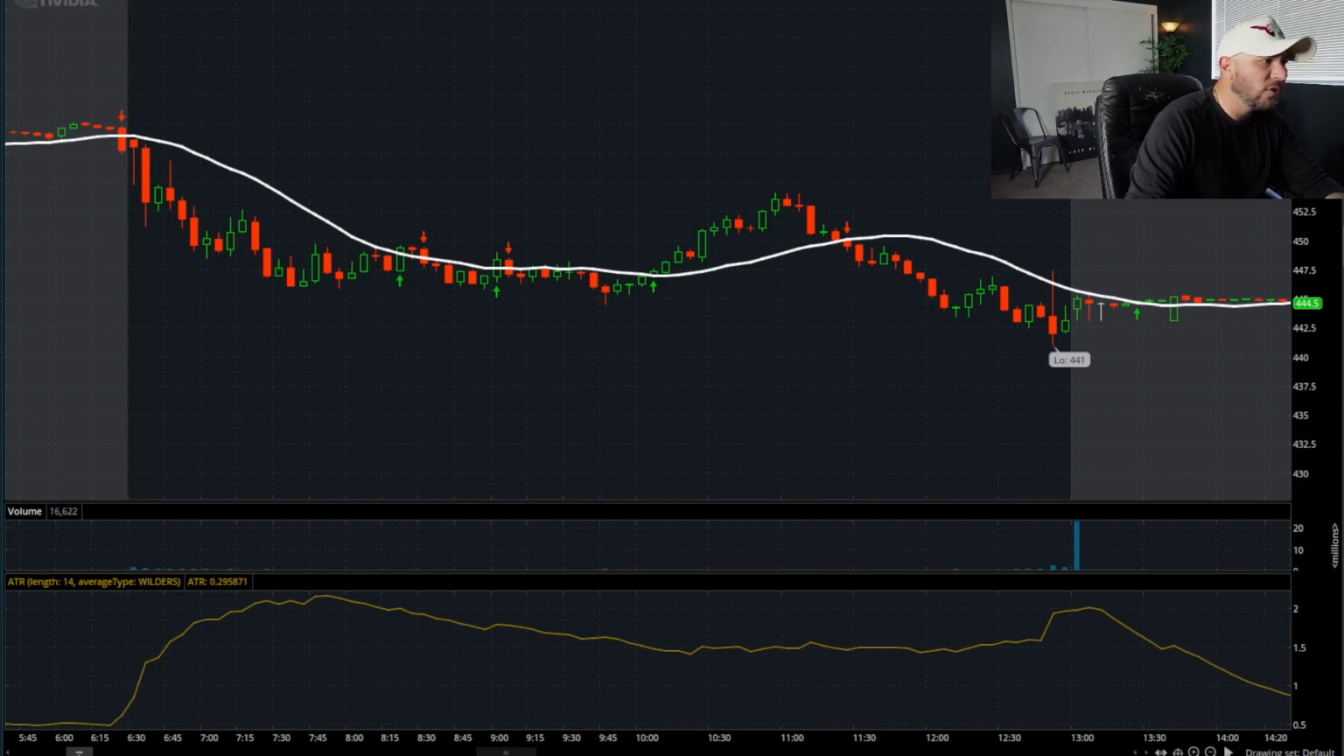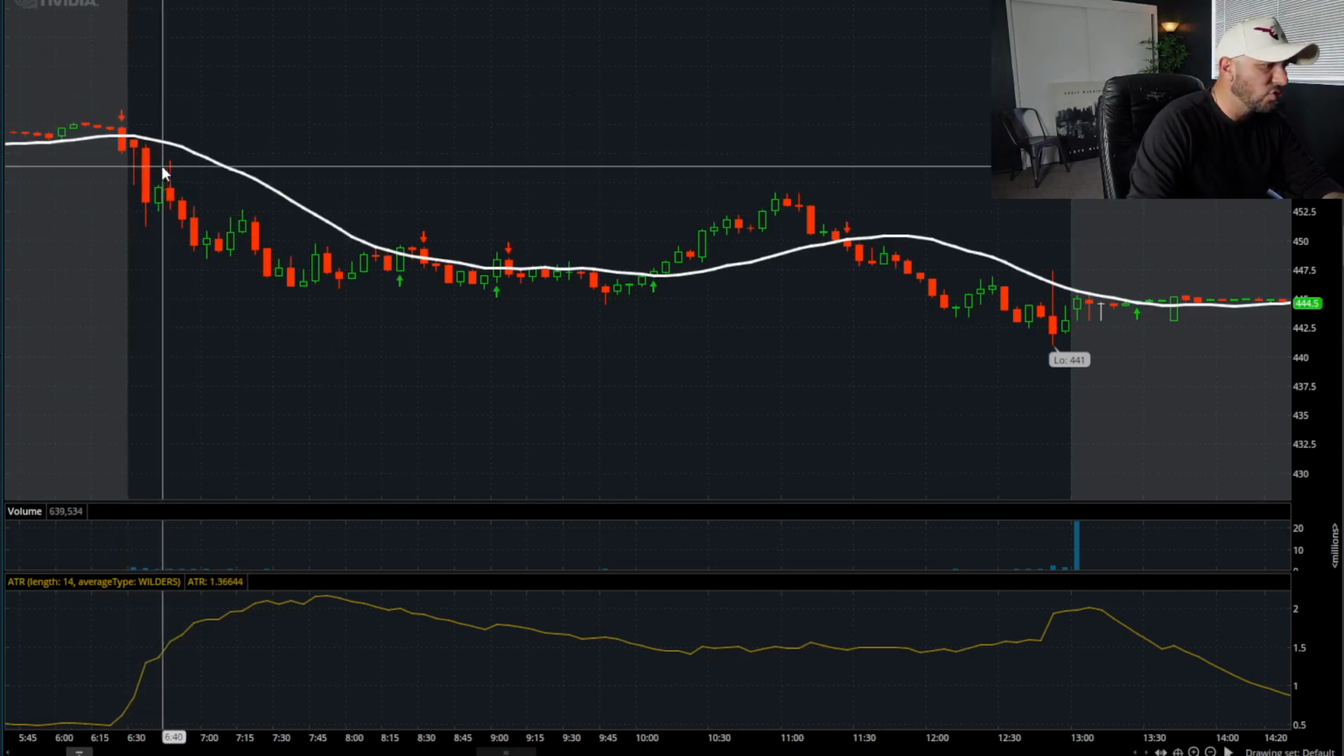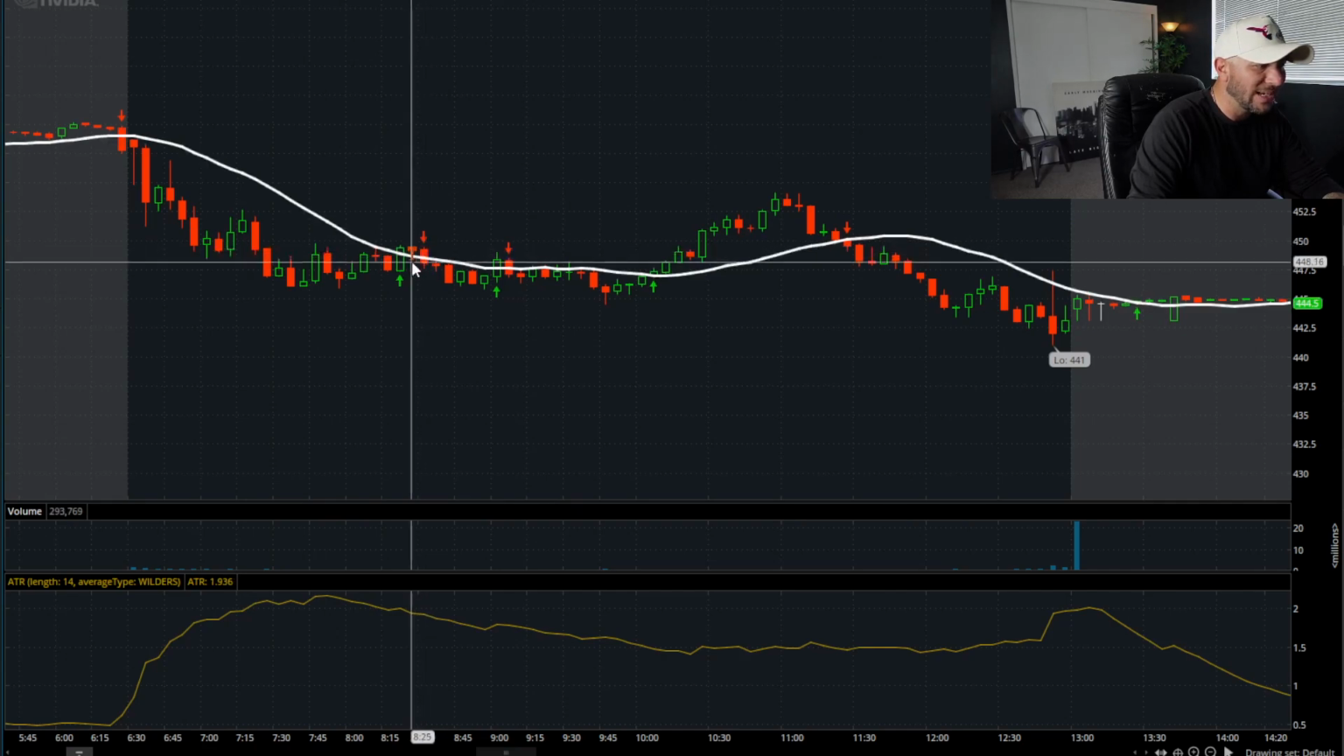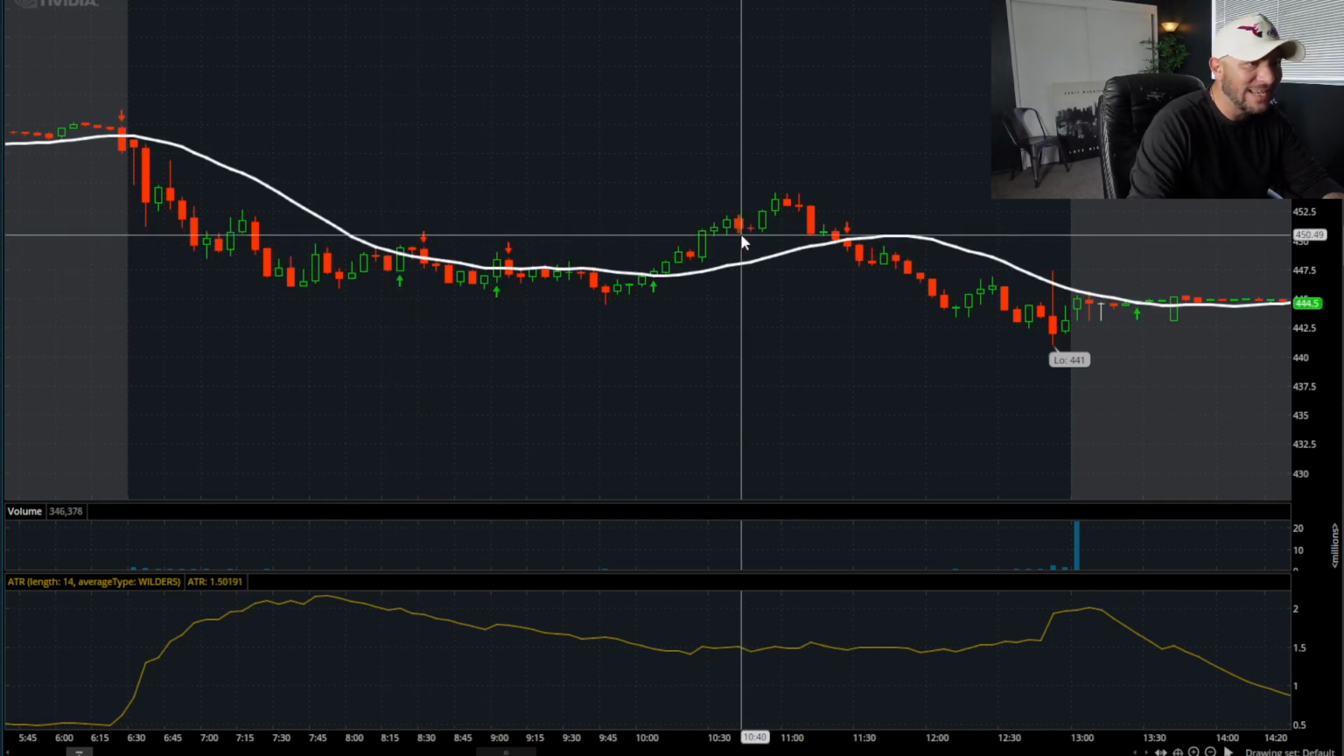So if we look at the average true range here on NVIDIA, we're talking about an average true range of around $1.20. We're talking about an average true range of around $2. We're talking an average true range of around $1.90, an average true range of around $1.50.